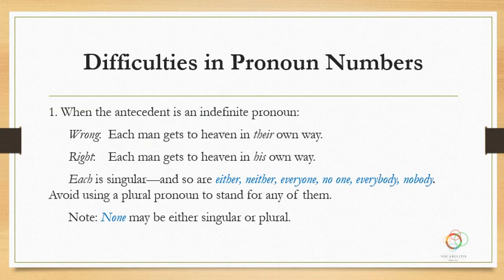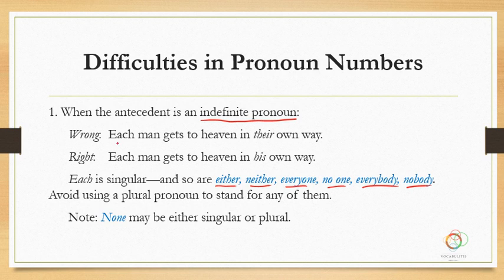Now, the difficulties in pronoun number. There are several ways it causes us problems, and we'll list three. Number one, when the antecedent is an indefinite pronoun. We talked about that, and this is where the terminology is important because now we can talk to each other. When I say indefinite pronoun, you know what I'm talking about, or you should. Indefinite pronouns are words like either, neither, everyone, no one, everybody, nobody. These words are pronouns, but they're not personal pronouns. These are pronouns referring to certain persons that are indefinite, unknown, or unspecified.